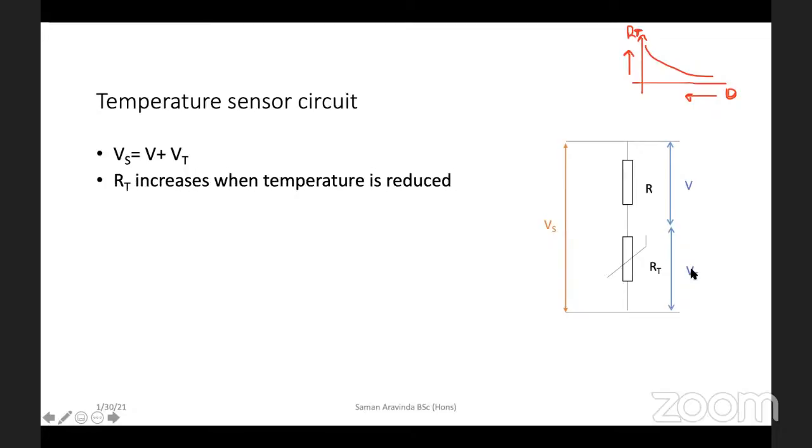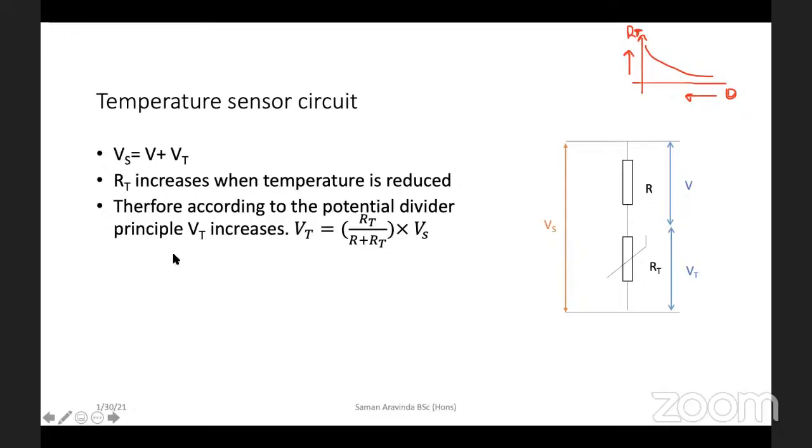When the temperature of the surroundings is reduced, what happens to the resistance of the thermistor? It increases, right? Remember, the potential divider principle states that the potential difference across each resistor is divided in terms of the ratio of the resistors. So therefore, resistance increases means the Vt value increases. Now Vt increases, but what about the value V? That should decrease, right? Vt and V add up to a constant value, which is the supply.